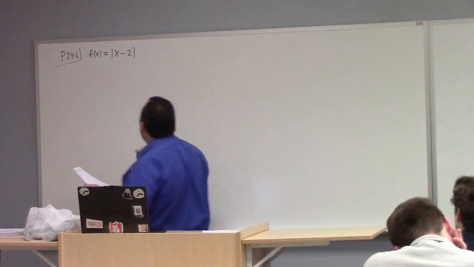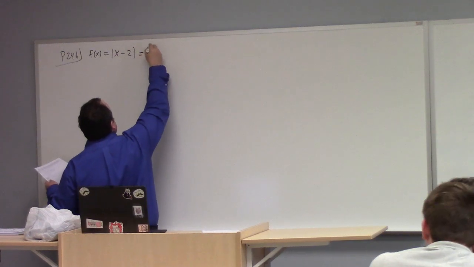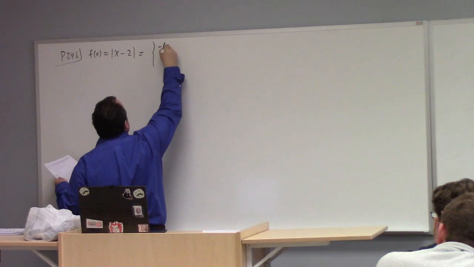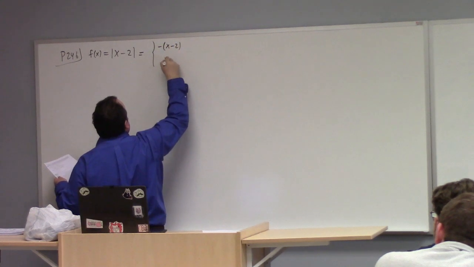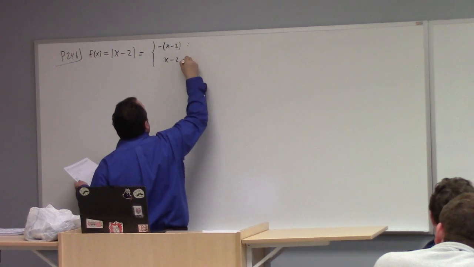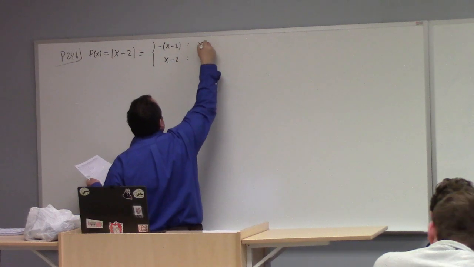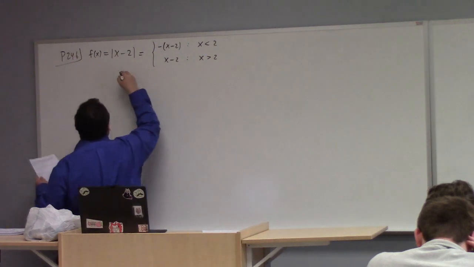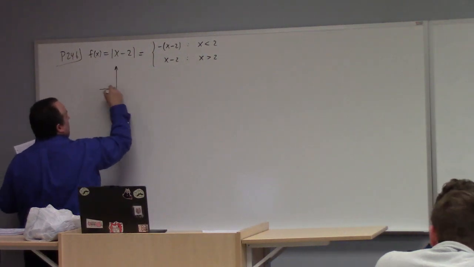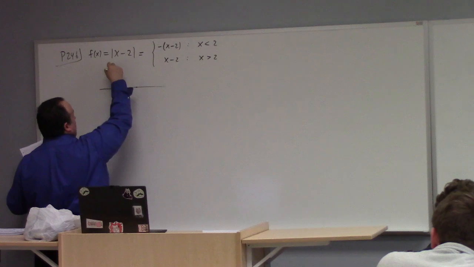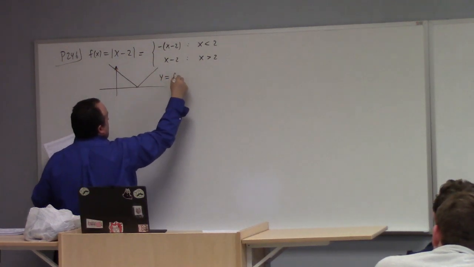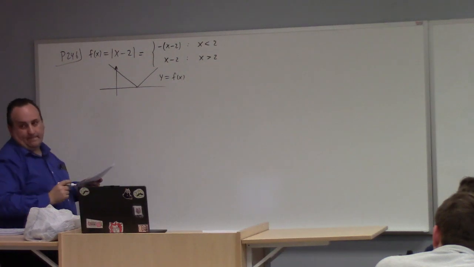So this function is literally minus (x minus 2) or x minus 2 in two different cases, right? So this would be for x less than 2, and this would be for x greater than 2. And so this is literally the absolute value function shifted over 2. So it looks like something like this, right? It's just a V.